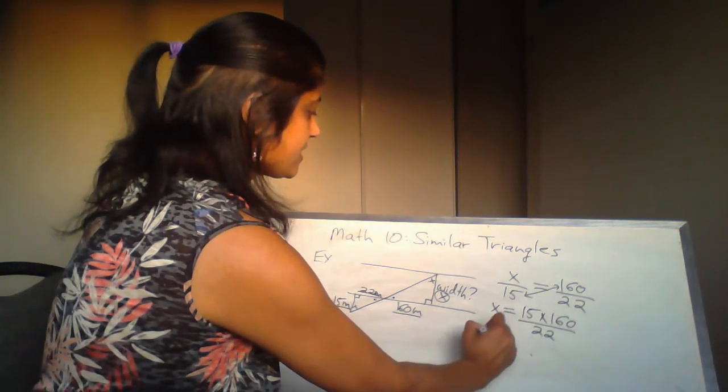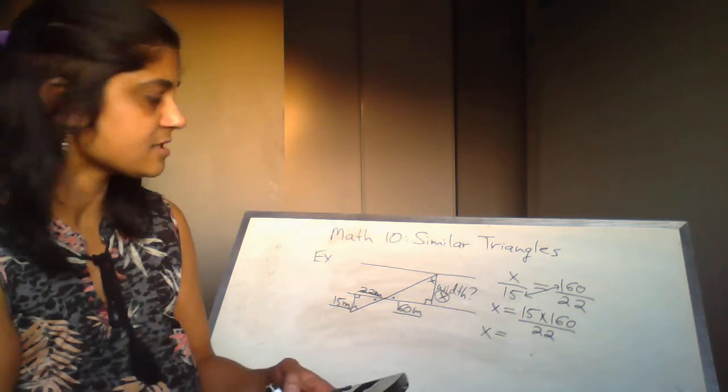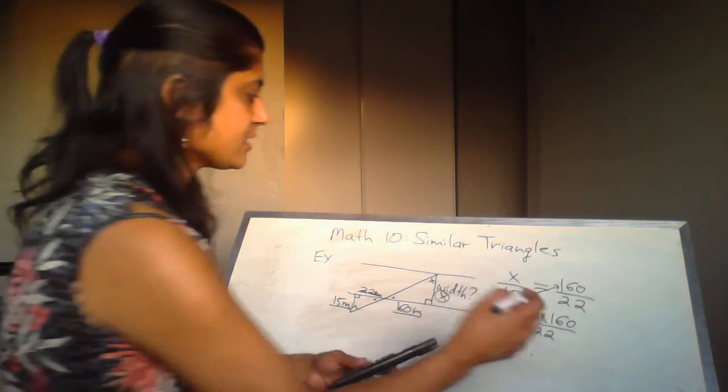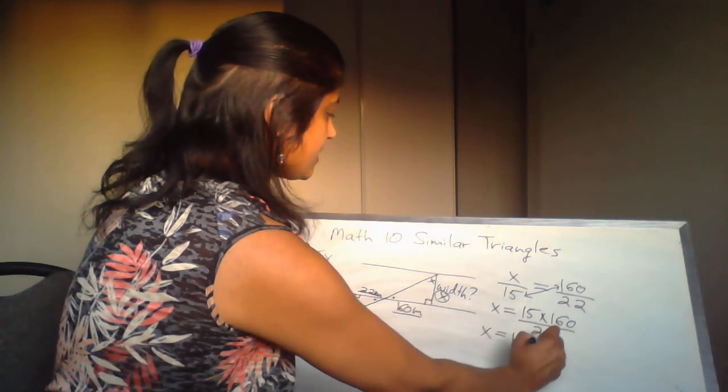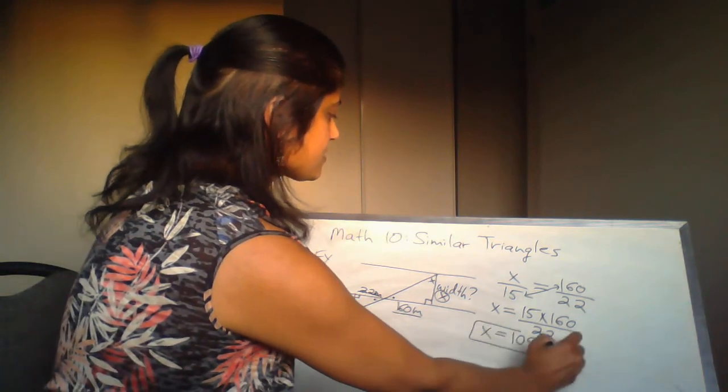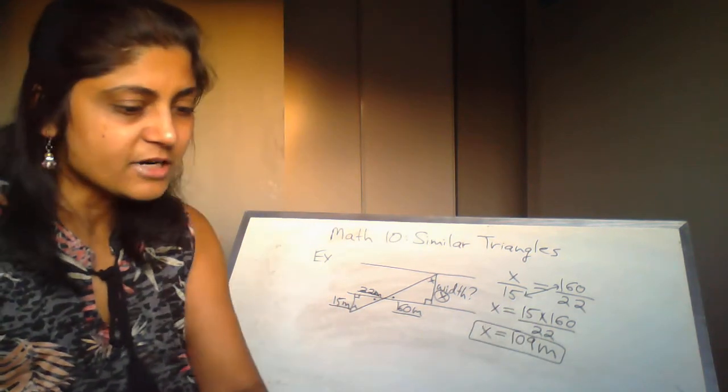Okay, so let's write our answer right here. Again, you could just use your calculator. So we'll multiply it, and we're dividing it by 22, okay? So we're getting 109 meters, okay? So I'm just going to box our answer. So this is our final answer, okay?